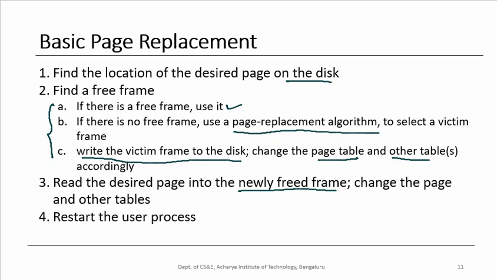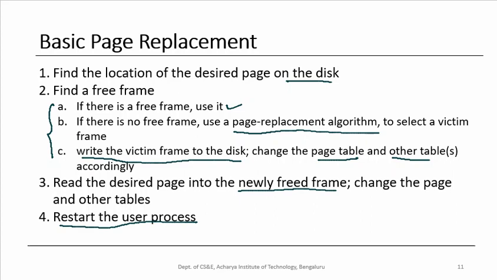After that, again you will have to make the changes to the page table, that is the valid invalid bit entry of this page has to be made valid, and the frame number where this page is getting stored in the main memory has to be entered into the page table. These are the changes that you will have to make, and you have to make another entry in the table that keeps track of free frames, as this frame is now filled with a page. Then restart the user process. I hope you have understood basic page replacement.